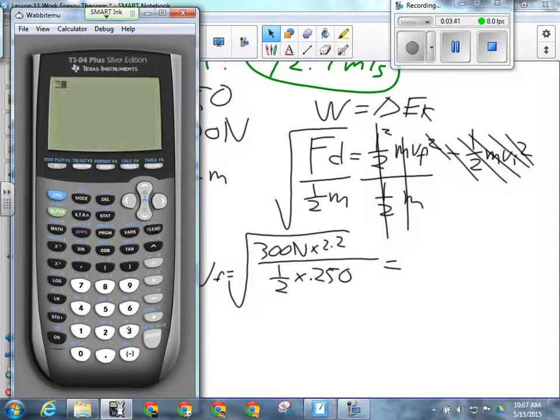So we'll have 300 times 2.2, divided by half of 0.250, which is 0.125. That gives us 5,280. Then I have to square root that. The ball leaves the pitcher's hand at 72.7 meters per second. That is definitely a fast ball. If that thing hits you, it'd leave a 3-foot hole. No pitcher's going to throw a ball that fast. That is ridiculously fast.